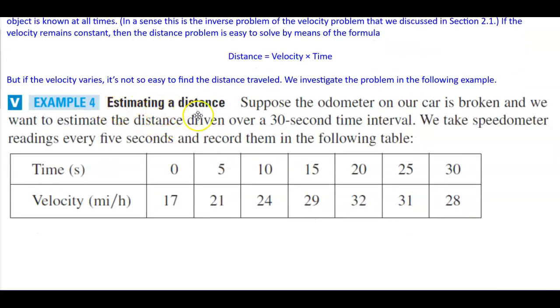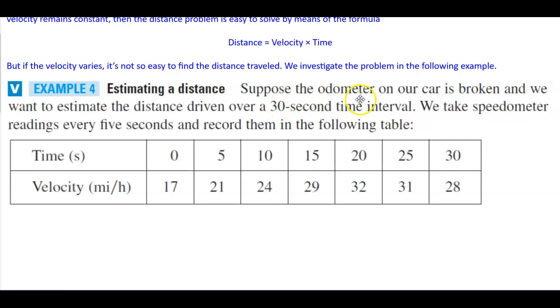Example 4, estimating a distance. Suppose the odometer on our car is broken and we want to estimate the distance driven over a 30-second time interval. We take speedometer readings every 5 seconds and then record them in the following table. So here's the time in seconds: 0, 5, 10, 15, 20, 25, and 30. And the velocity is in miles per hour. We have 17, 21, 24, 29, 32, 31, and 28.